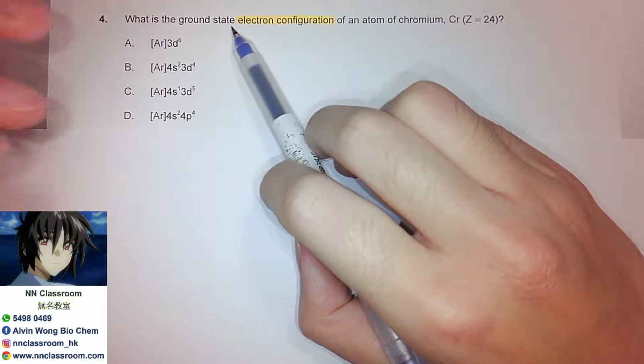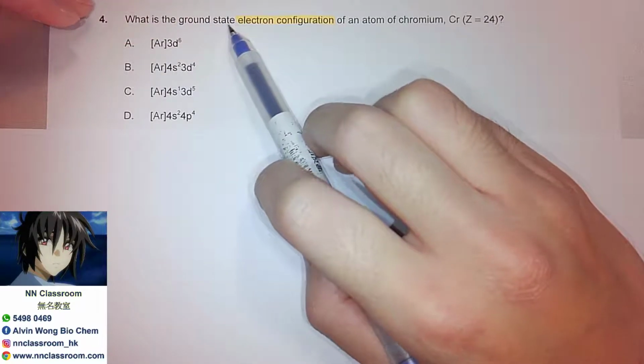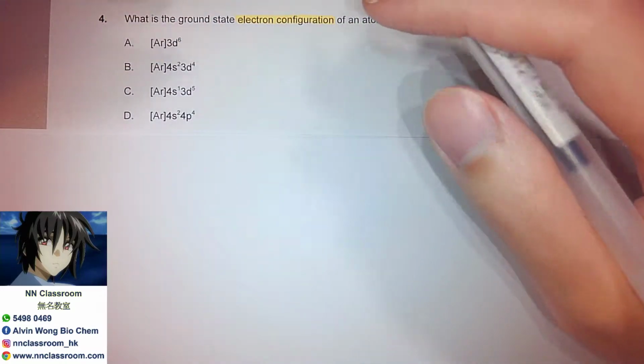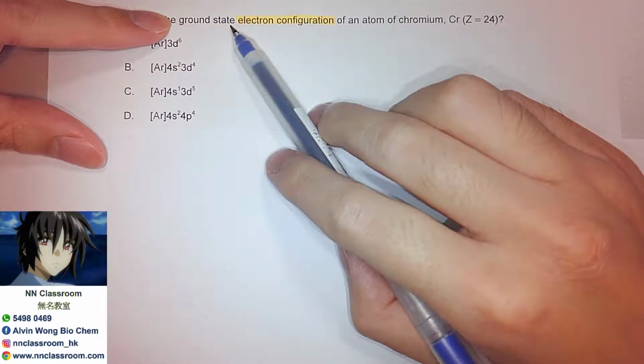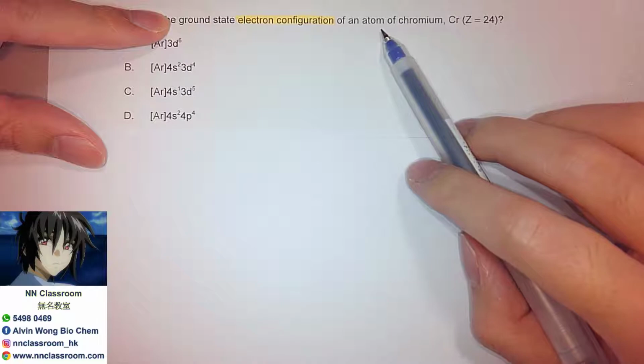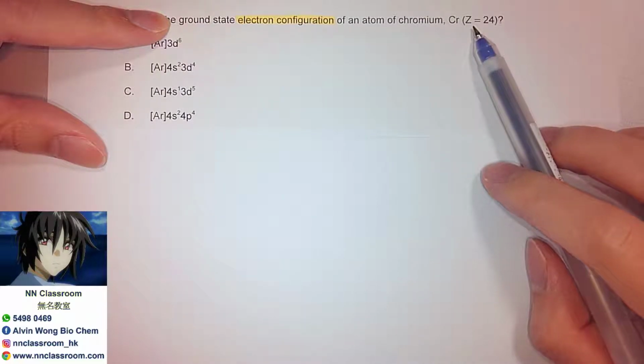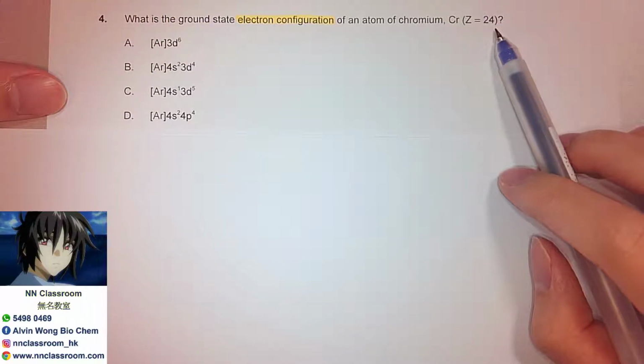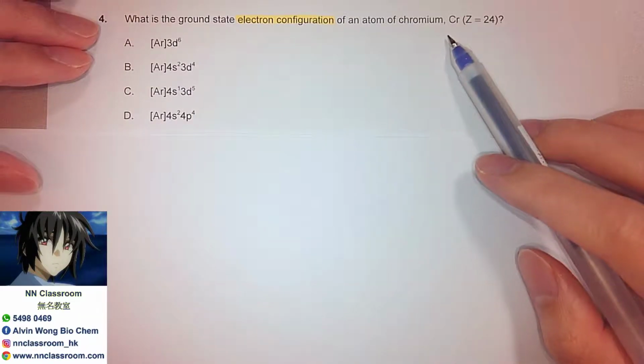That means the most stable form when we assign the electrons from low energy level to high energy level, and so on and so forth, right? The ground state electron configuration of an atom of chromium, Cr. So given that the atomic number is going to be 24. For this case, how can we do it faster?